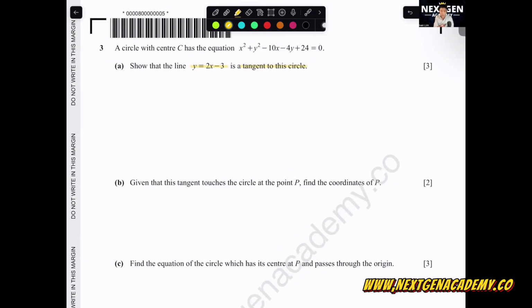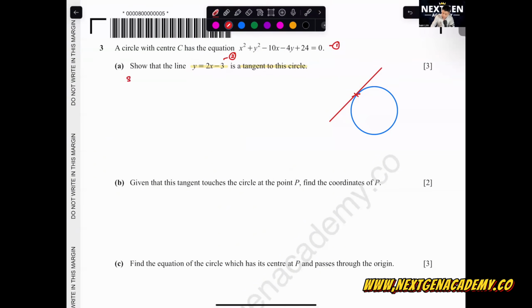I want you all to have a habit: whenever you do a circle type of question, try to sketch it out. Just roughly sketch, I don't know exactly how it looks, but we can roughly sketch it first. Let's say we have this circle, and then we have a line called y equals 2x minus 3. It's a tangent, right? So that means it touches the graph at one point. What does it mean if two graphs intersect at one point? It means that we will do a simultaneous equation first.